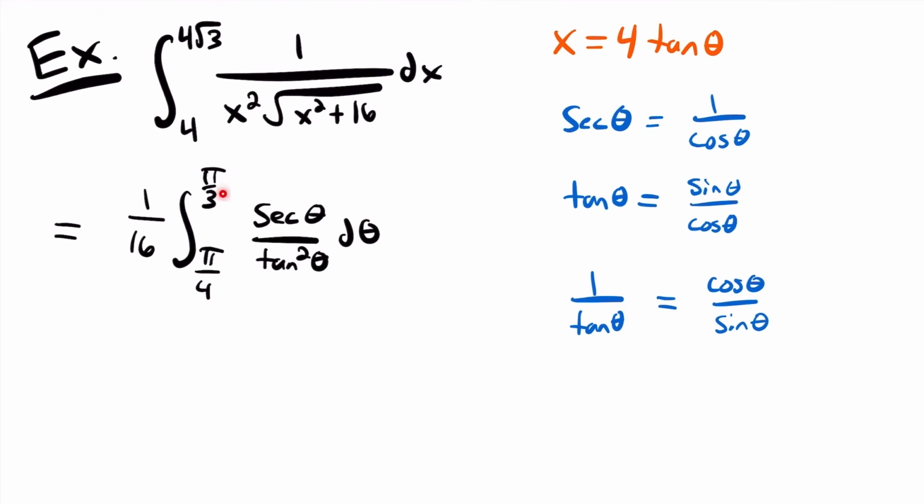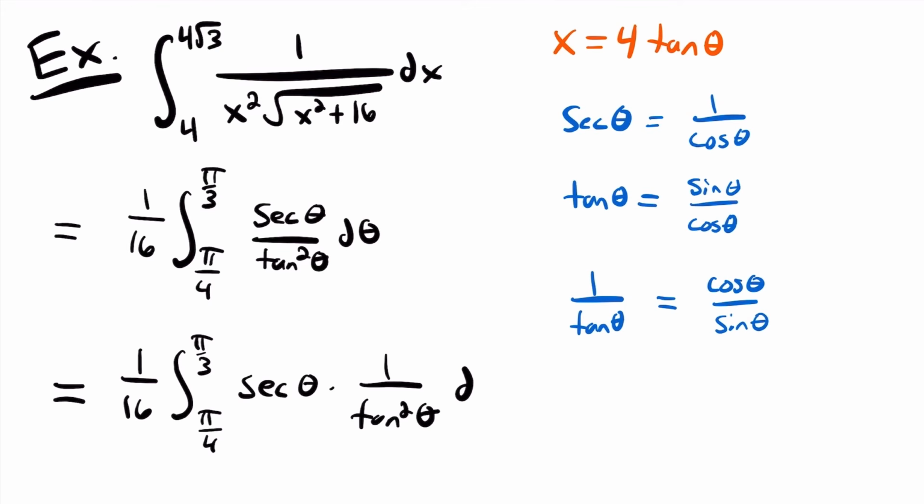So now in this case, for this integral, we have secant theta times 1 divided by tangent squared theta. And so we could rewrite this to be 1/16 times the integral from pi divided by 4 to pi divided by 3 of secant theta times 1 divided by tangent squared theta d theta. And secant theta can be rewritten as 1 divided by cosine theta, and 1 divided by tangent squared theta can be rewritten to be cosine squared theta divided by sine squared theta. And so I'll do that. Let's rewrite our integral here. We will have 1 divided by cosine theta times cosine squared theta divided by sine squared theta. All right, and that's still multiplied by d theta.